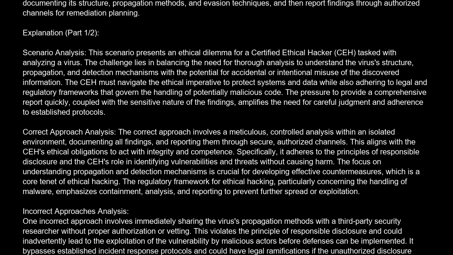The CEH must navigate the ethical imperative to protect systems and data, while also adhering to legal and regulatory frameworks that govern the handling of potentially malicious code. The pressure to provide a comprehensive report quickly, coupled with the sensitive nature of the findings, amplifies the need for careful judgment and adherence to established protocols.